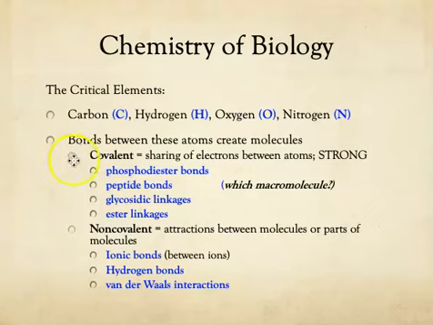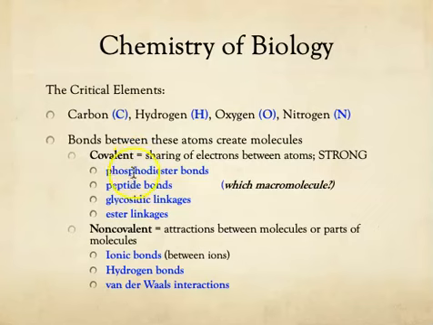So you can see that I've listed four different types of covalent bonds here on the slide. Remember, all a covalent bond is a pair of shared electrons between two atoms. Covalent bonds are very strong. You have to put work into breaking apart a covalent bond in a molecule.